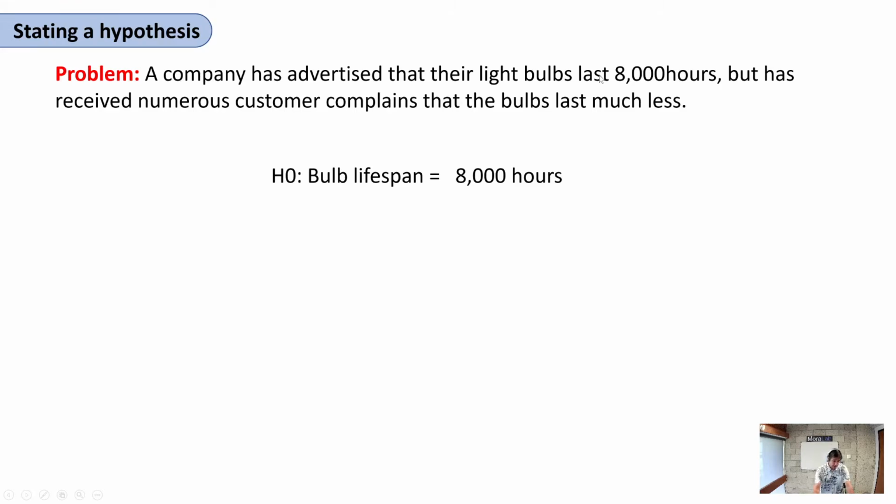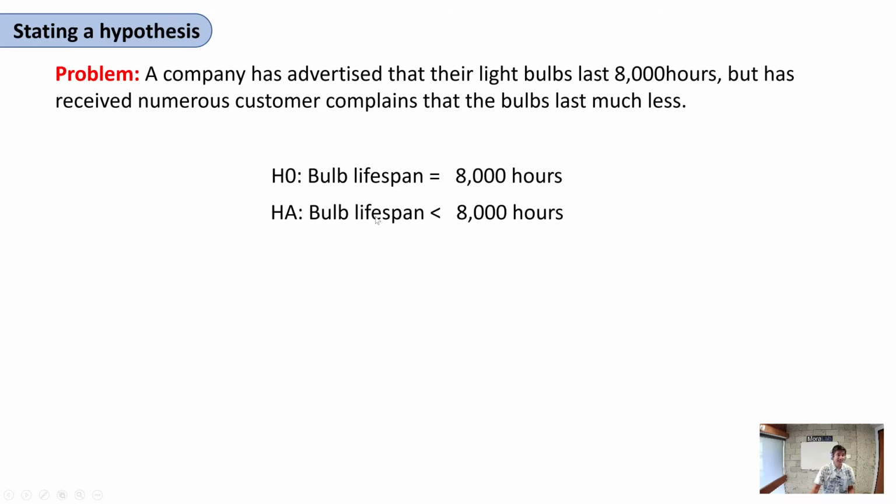Now, the alternative hypothesis is always what we are interested in. And in this specific case, the way that the problem was stated is asking whether the light bulbs are lasting much less. So that means that the alternative hypothesis has to be that the light bulbs last less than 8,000 hours.